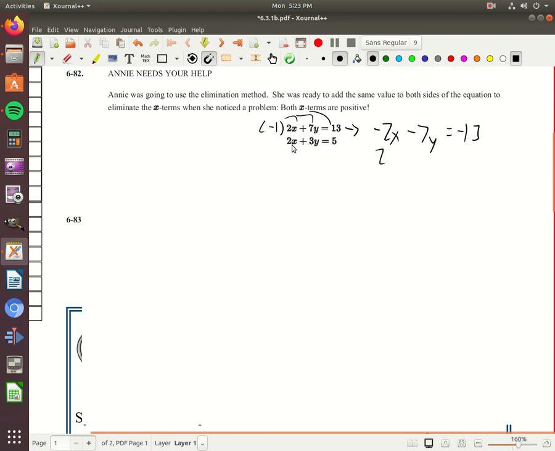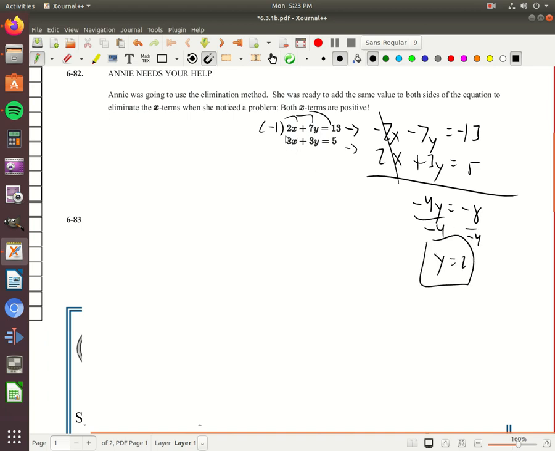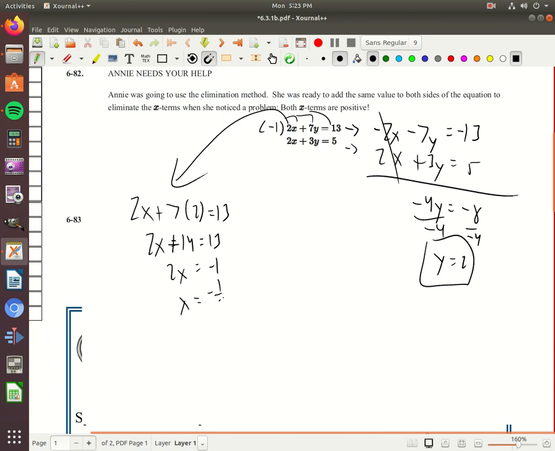The bottom I'd leave alone, so it would just be 2x plus 3y equals 5. And if I eliminate this, I get -4y equals -8, divided by -4. So y would equal 2. At that point, I can sub it into either equation I want. I'll sub it into the original top. So 2x plus 7 times 2 equals 13. 2x plus 14 equals 13. So 2x equals -1. So x equals -1/2.